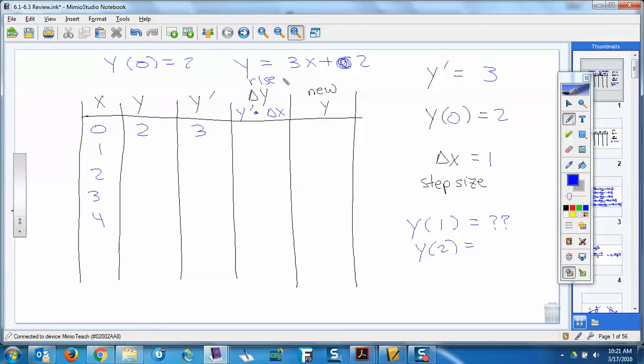That means if we go over 1, how much are we going to go up? In this problem, every time you go over 1, you're going to go up 3, because the slope's 3 every time. Since our run is 1, our step size is 1, our slope times 1 is going to be 3. Our rise is going to be 3 every single time. So our new y is 5. Then our slope is 3, we go up 3, we get 8. Slope is 3, we go up 3, our new y is 11. Slope is 3, rise is 3, new y is 14, right? And then it's just a line, I think.